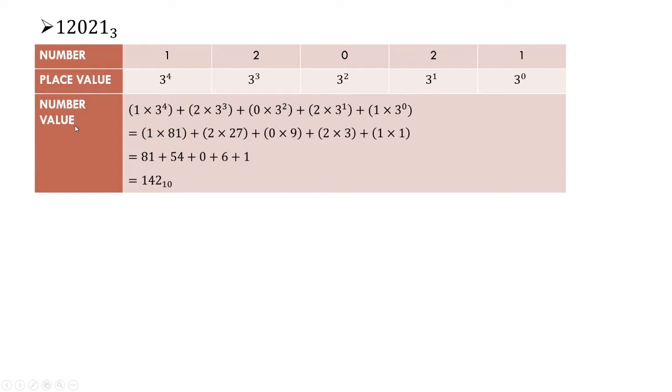And for the number value, we determine this digit value first, 1 times 3 power of 4 plus, the second digit value, 2 times 3 power of 3 plus, the third digit value, 0 times 3 power of 2 plus, the fourth digit value, 2 times 3 power of 1 plus, the final digit value is 1 times 3 power of 0, and you calculate it and you get the answer 142 base 10. Look, the final answer is always in base 10.